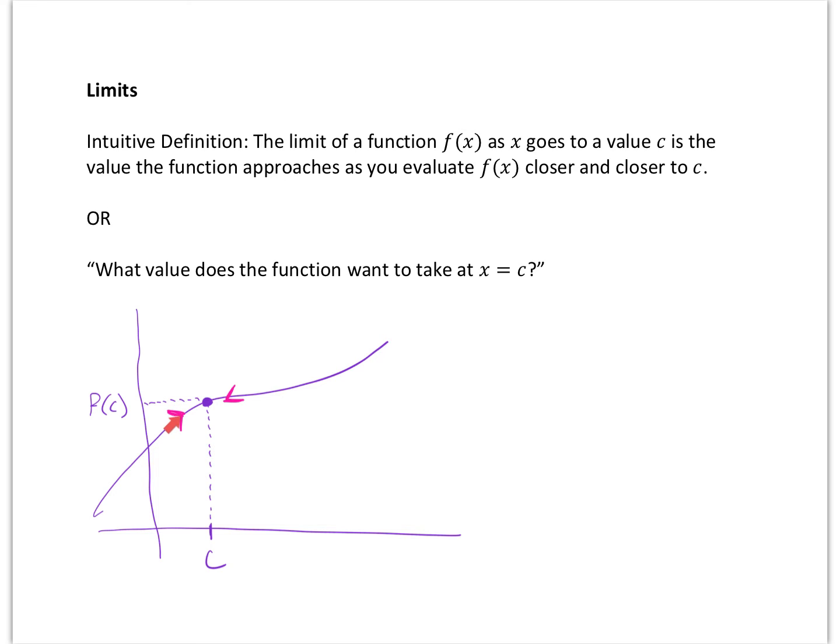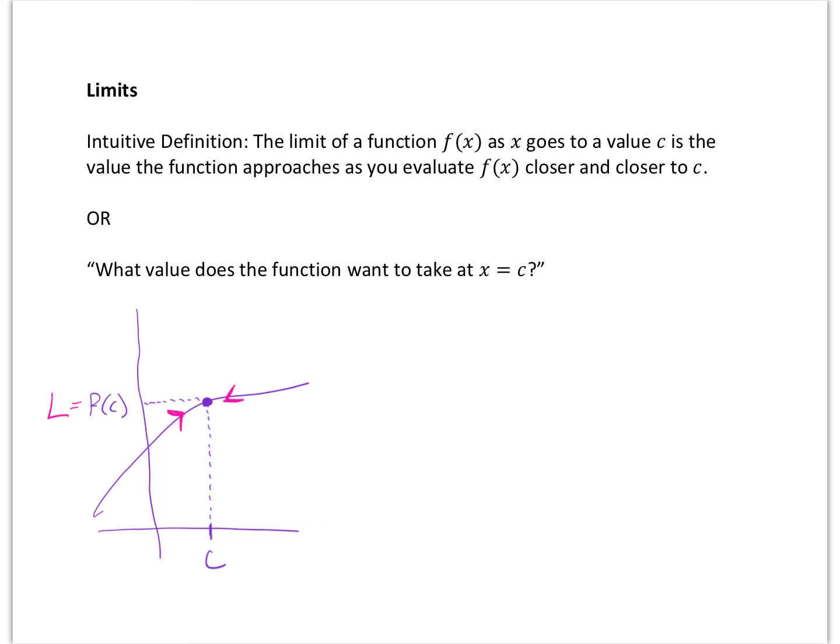So imagine you have a little ant standing on this curve, and there's another one over here, and they're both marching along the graph, getting closer and closer to x equals c. They're getting closer and closer to the point (c, f of c). So the x values are getting closer and closer to c, the y values are getting closer and closer to f of c, and we're going to call that value L for limit.